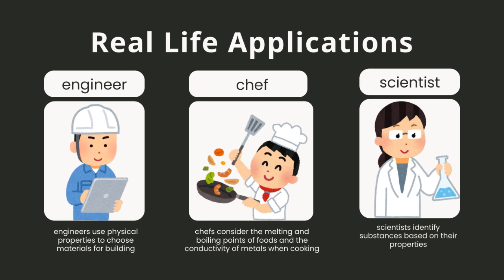Engineers, on the other hand, use physical properties to select the right materials for building structures. They look at things like strength, durability, and conductivity to ensure safety and efficiency. Overall, recognizing these properties is essential across many fields because it helps professionals make informed decisions tailored to their specific needs. It's a great example of how understanding the physical properties of substances connects to real-life applications.